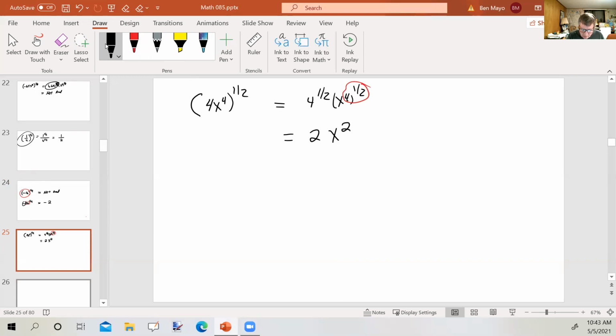Now, I'm taking a square root, which means I can't get a negative answer. However, x squared wouldn't be negative anyway, because if x was negative, x squared still would be non-negative. So I don't need any absolute value bars there.